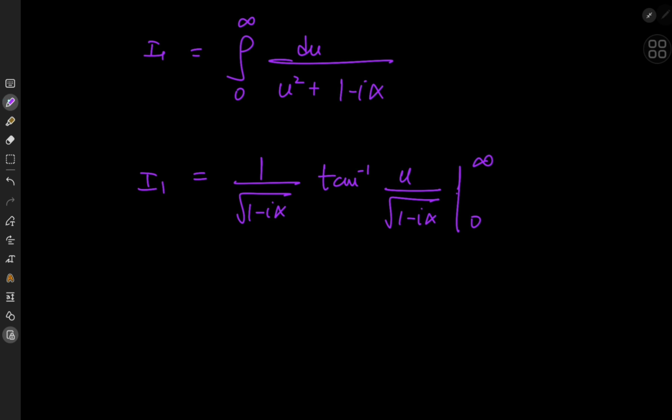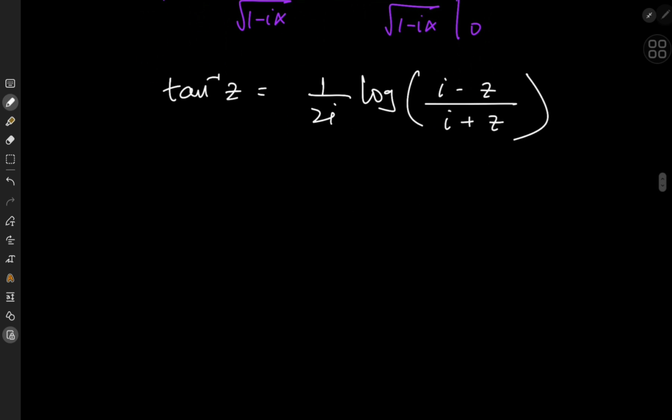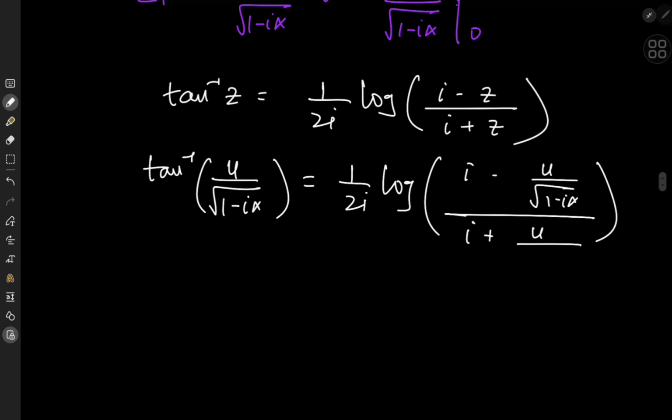So we need the inverse tangent function. In the wonderful complex realm, the inverse tangent of z is defined as 1 by 2i times principal log of (i minus z) divided by (i plus z). Okay, so over here we have z equal to u by root 1 minus i alpha. So that means we have 1 by 2i times the logarithm of (i minus u divided by root 1 minus i times alpha) divided by (i plus u divided by root 1 minus i times alpha).